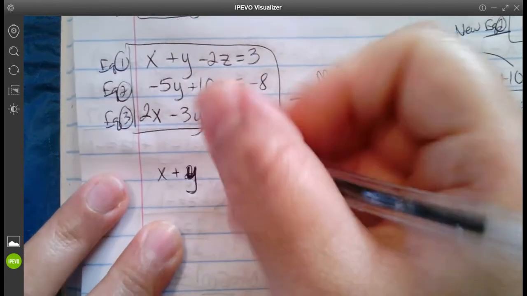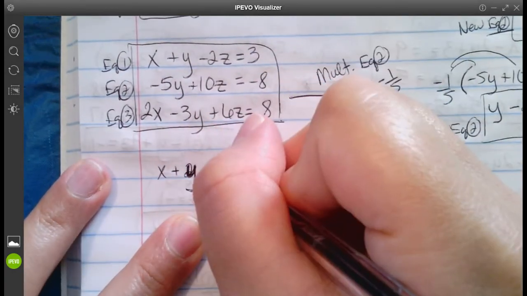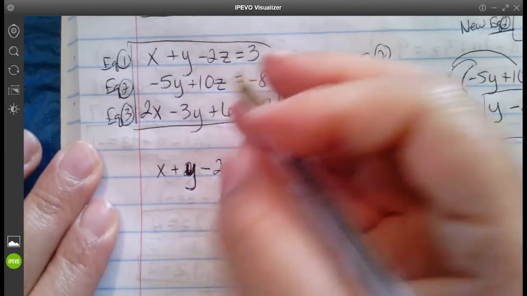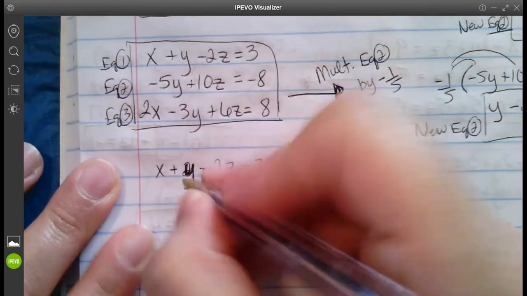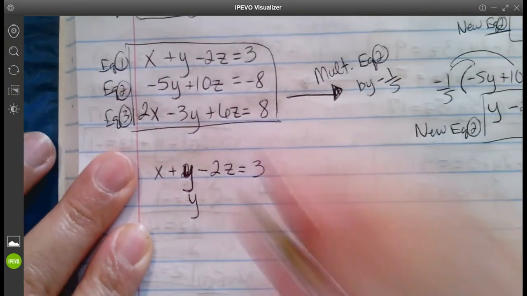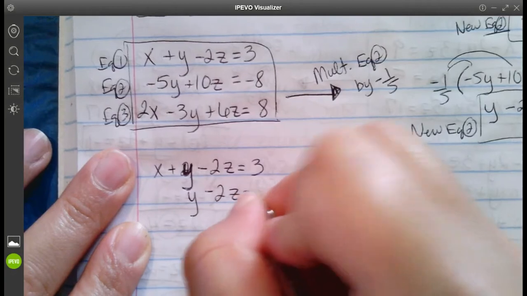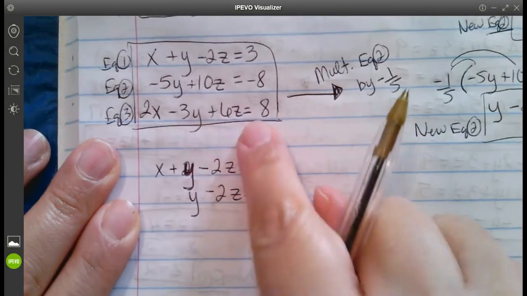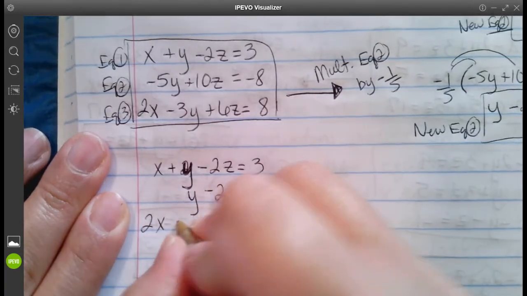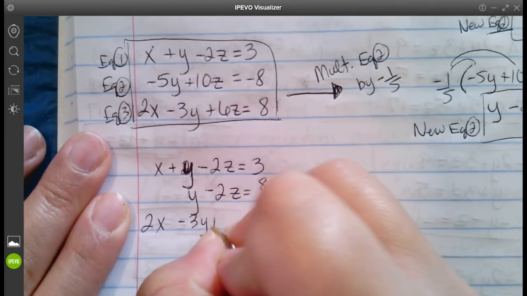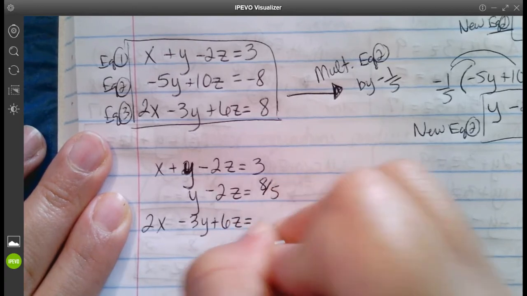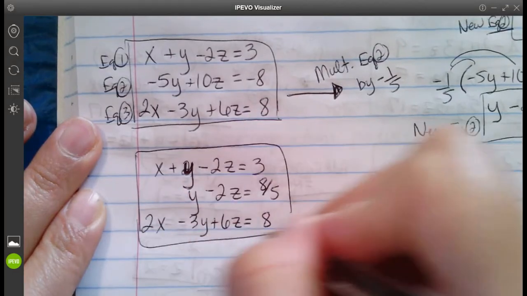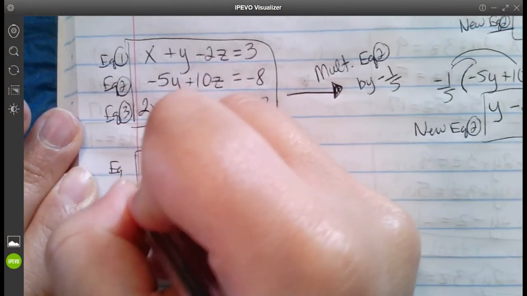I'm coming up with these numbers that are not even there. X plus y minus 2z is equal to 3. And then we have this guy now. So y minus 2z is equal to 8/5. So we get a fraction, okay? And the third equation, 2x minus 3y plus 6z is equal to 8. And this is our new system that we're working with now.